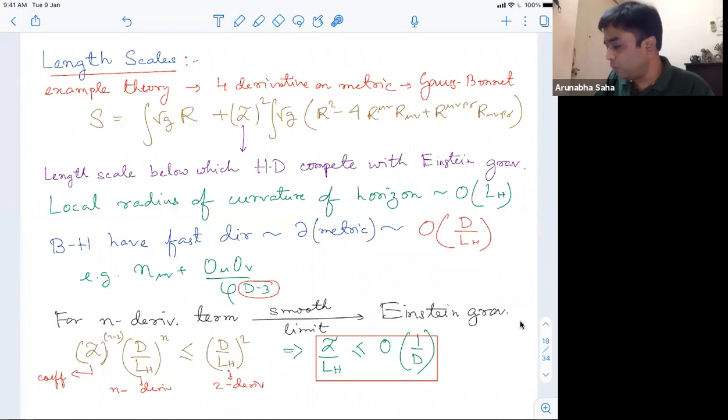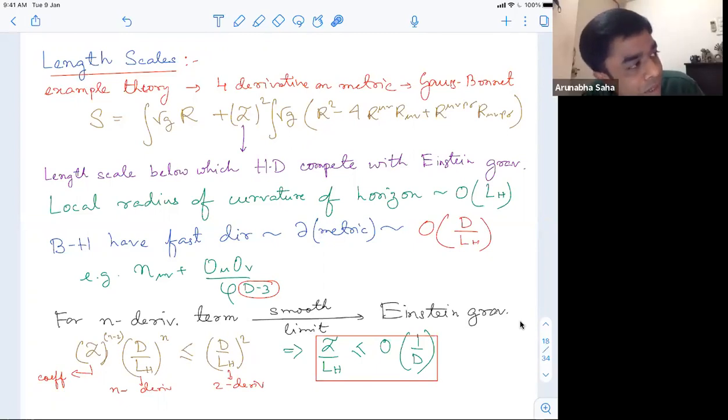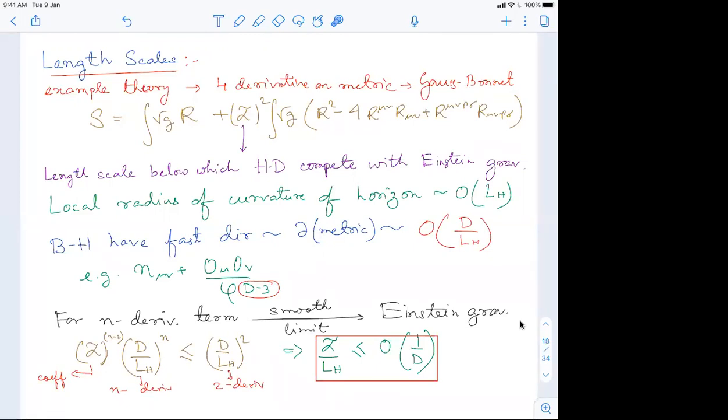And from this, if you manipulate, you can see that this alpha tilde by LH, this is the dimensionless parameter in the problem, should be less than order 1 over D. So Arunabha, this requirement of solutions going over smoothly to solutions of Einstein gravity, it's more like the requirement of commuting the alpha going to 0 limit with the large D limit. Isn't that what you're insisting?